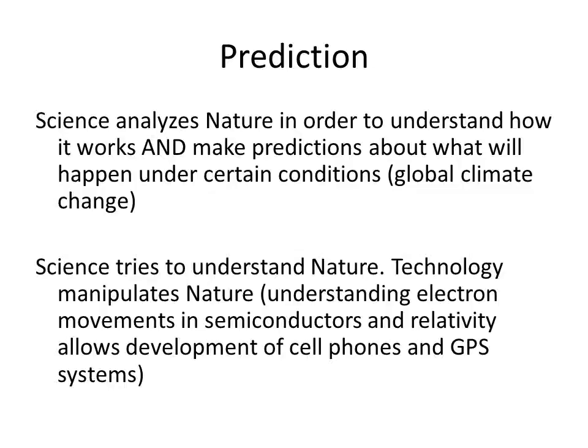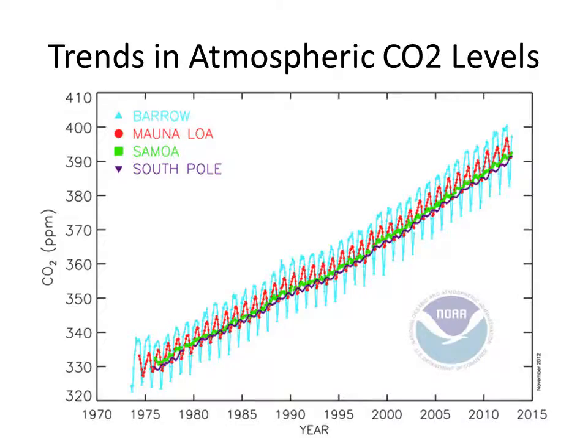So science tries to understand nature. Technology, on the other hand, tries to manipulate nature. But to do technology, you need to understand the science. So if we understand the electron movements in semiconductors, and if we understand relativity, we allow development of cell phones and GPS systems, which you use every day. So you have to understand the science to develop the technology, and then to have applications.